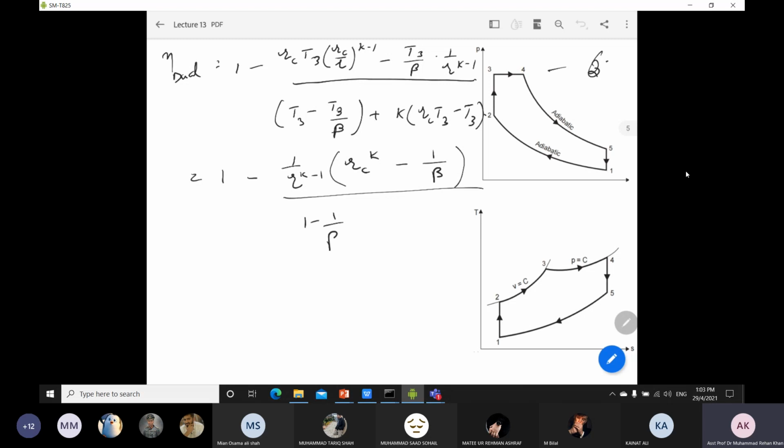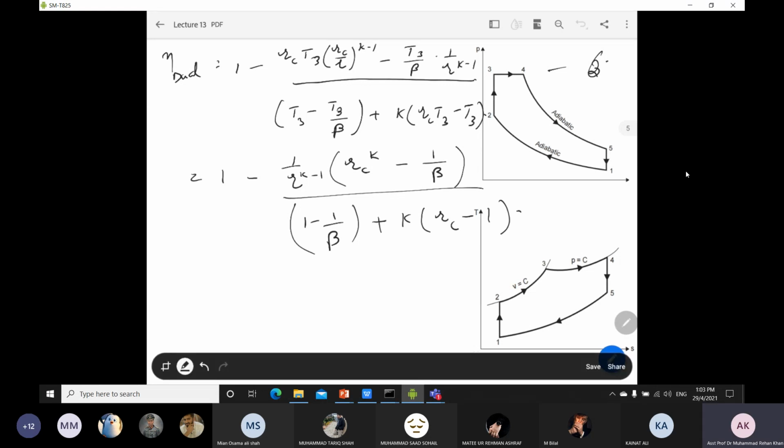1 minus 1 over beta. Okay, so this is the equation, which you can now easily see is a function of compression ratio, a function of pressure ratio, and a function of cutoff ratio.